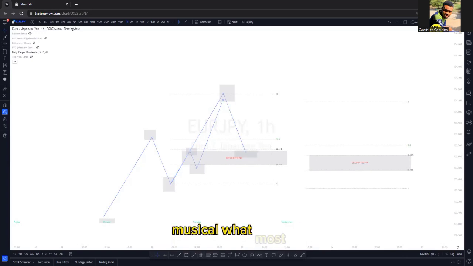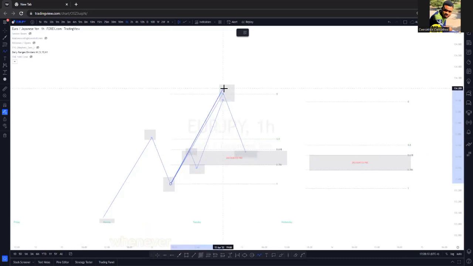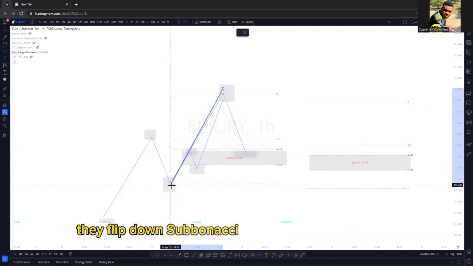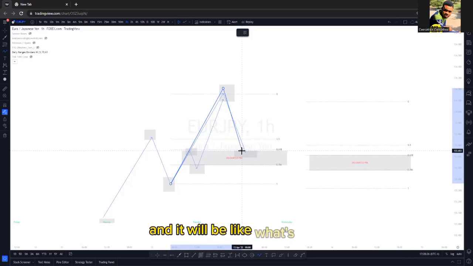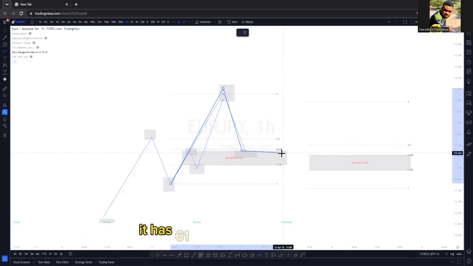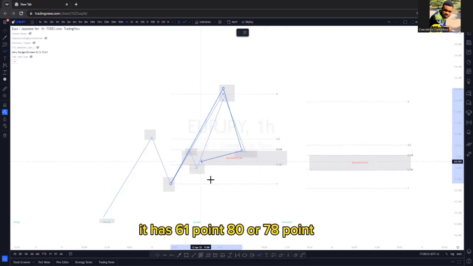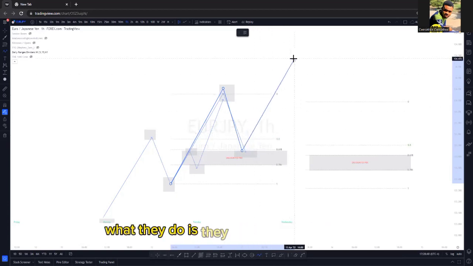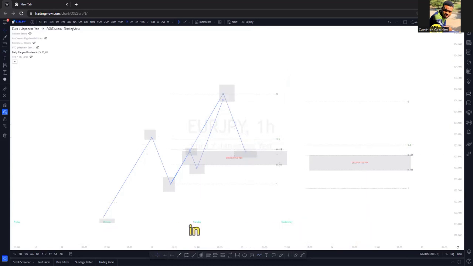Basically, what most retail traders and other smart money traders do is, whenever they see a continuation market, they flip their Fibonacci from this low to this high, then they guess that price is going to reverse at either 61.80 or 78.60 or the golden zone, which is the 50 for them. So they place their limit order over there without knowing the exact place that price will react to or give us the reversal.